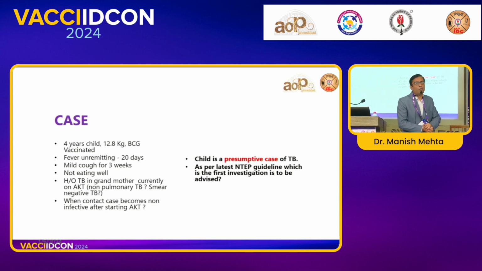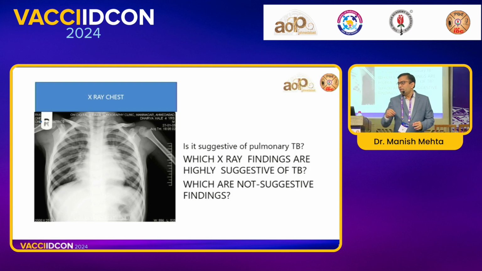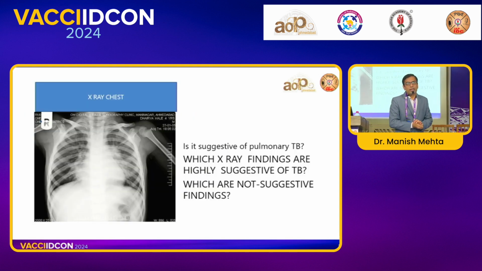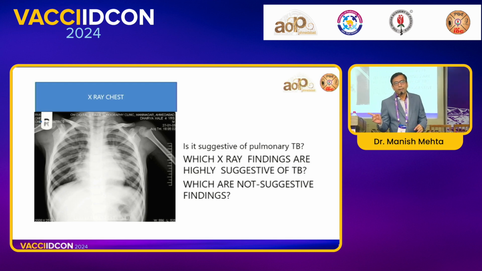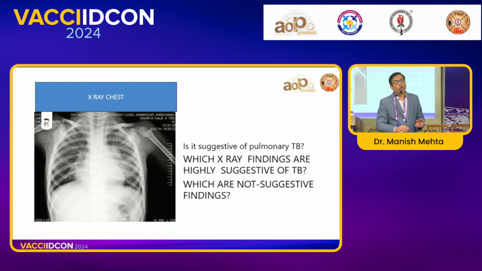So X-rays can have multiple findings. So what are the X-rays? This is our patient's X-ray. What does it suggest? Yeah, so there may be some consolidation on the left side. So is this tuberculosis? This can be, this may not be. Okay. So it is still continuing as suspected.